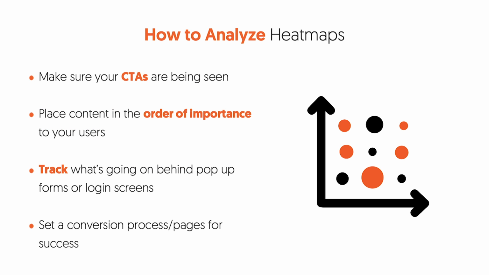So how do you analyze heat maps? Well, we've covered a little bit, but here are a few tips for you. Make sure that your call to actions are being seen and they're being clicked on. If you're noticing that no one's really looking at them or clicking on them, you can change the placement. Place the content in the order of importance to your users. Just don't place content however you want. If certain parts of your content are more important than others, make sure they're placed in the right areas where people see them. And track what's going on behind pop-ups or forms or login screens as well, so that way you can optimize the whole experience instead of just a little bit of it. And set up a conversion process or pages for success so that way you can truly win.